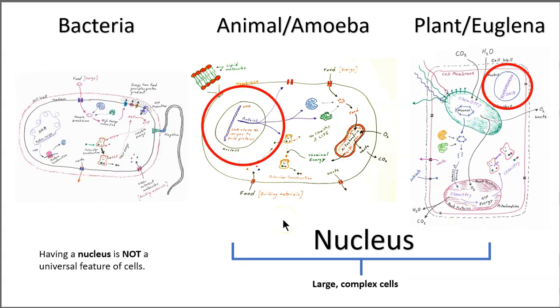Another difference is the presence of a nucleus. Now, for large and complex cells, the DNA within the cell is surrounded by a membrane called the nuclear membrane. So animal cells, amoeba, plant cells, and Euglena all have a nucleus, a membrane surrounding their DNA. Bacteria do not have a membrane surrounding the DNA. All cells have DNA, but bacteria don't have that membrane, so they don't have a nucleus. So therefore, the presence of a nucleus is not a universal feature of cells.